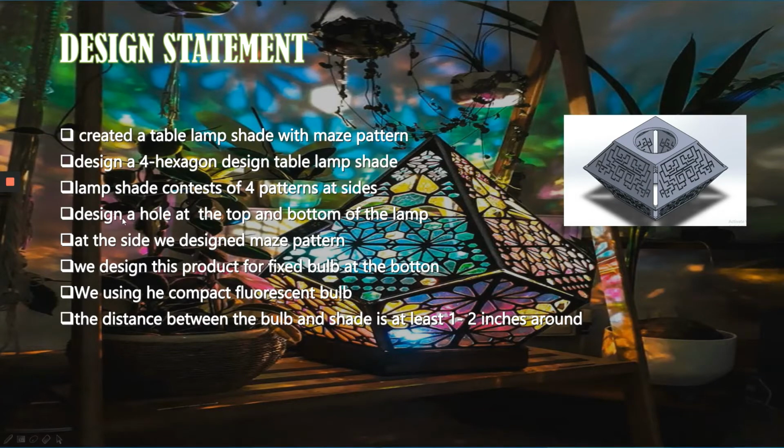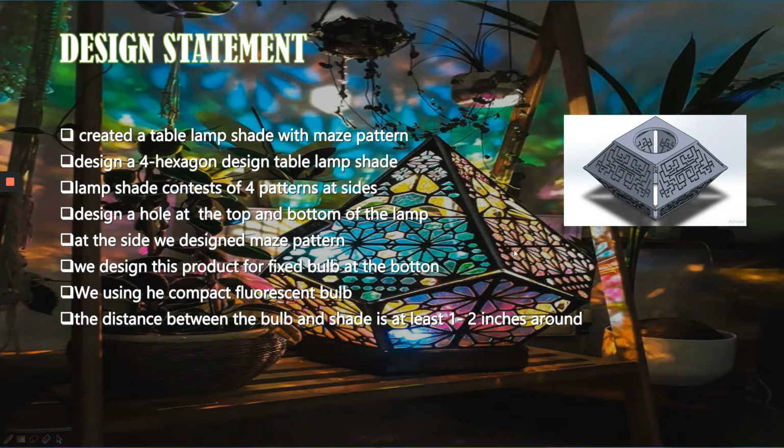So we design a hole at the top and the bottom. At the bottom we design a hole to fix a lamp because we use a fixed lamp at the bottom. Why do we have a hole at the top? The use of the hole at the top is to let the hot air inside the lampshade get out. So we design this product for a fixed bulb at the bottom.